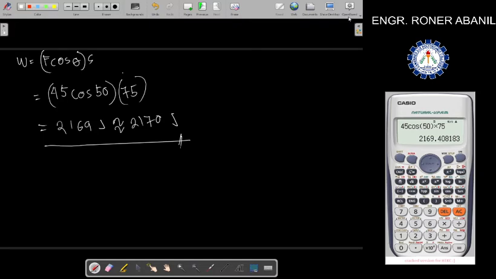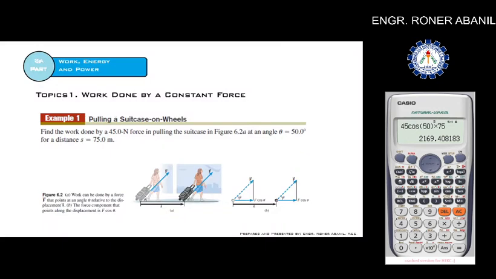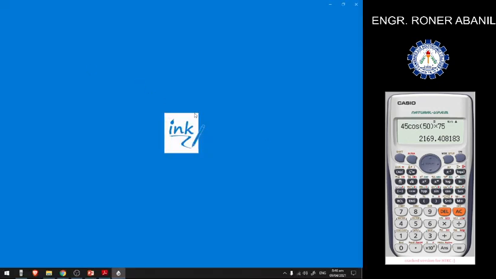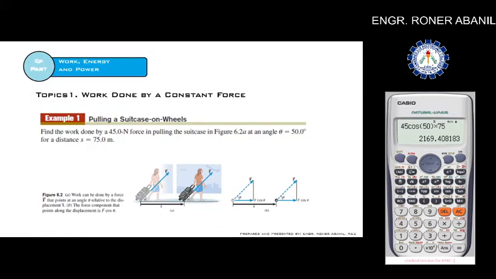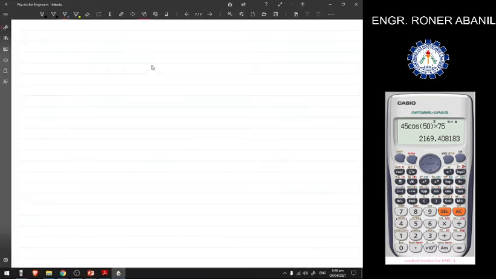So, palit lang muna ako ng board, no? Wait lang guys, palit lang ako ng board. Mas gusto ko yung isa kong blackboard, si Inkudo. Ayan. So, palit lang ako ng notebook. Punta tayo sa Physics for Engineers. Ayan. Mas gusto ko dito. Ayan.